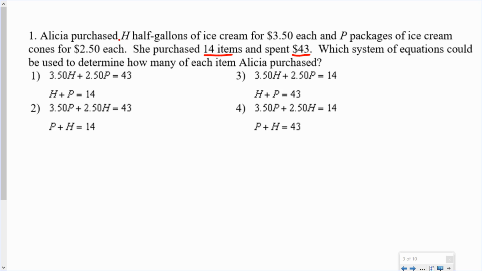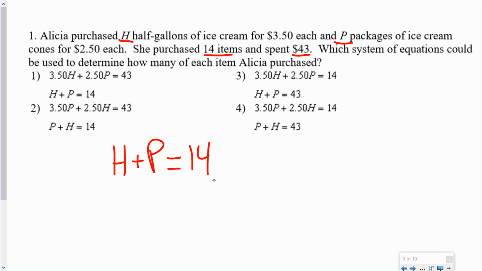Items, she bought half gallons of ice cream. She bought packages of cones. So my x plus y equals in this case isn't x and y, it's h and p, and h and p equals the total number of items, which is 14. There's no money in this equation, it's just the amount of items. Again, your first equation is almost always just x plus y equals.